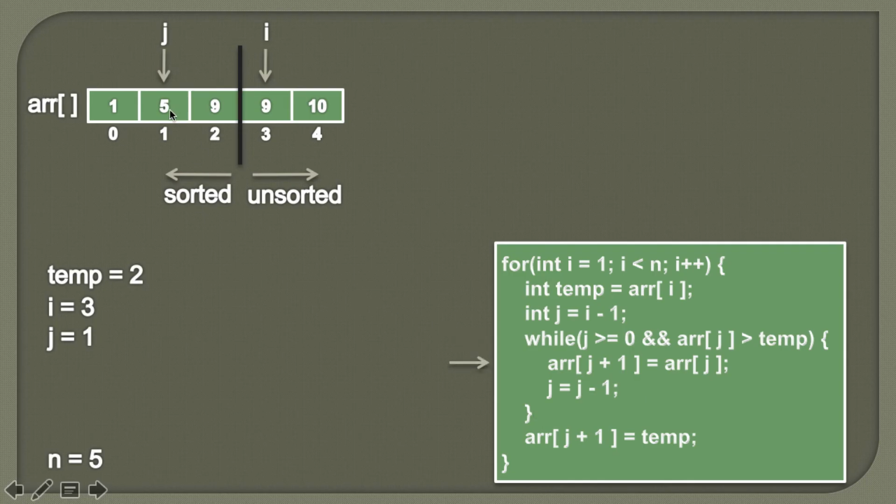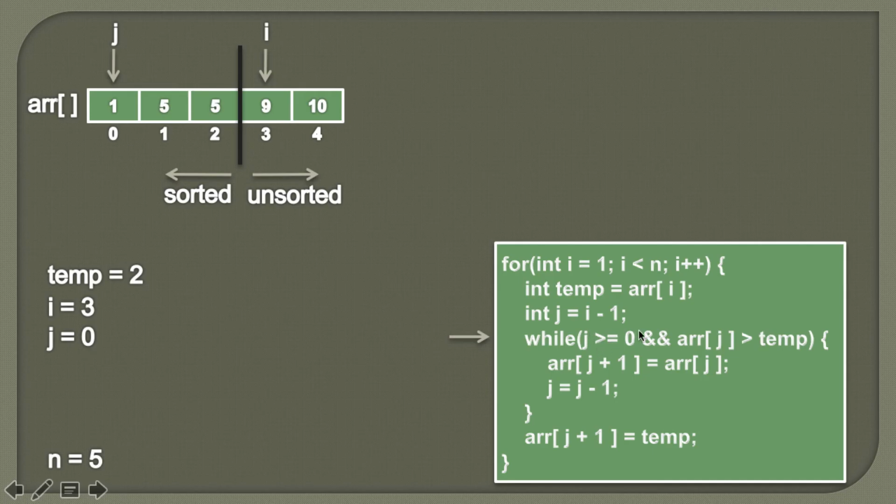And we simply shift 5 by 1 position by assigning the value at jth index to the value at j plus 1th index. So we are simply shifting 5 by 1 position because the value of j is 1. So this value we are assigning to j plus 1, which is the second index. And then we'll decrement j by 1 because there can be more elements which can be greater than 2. So j becomes 0.